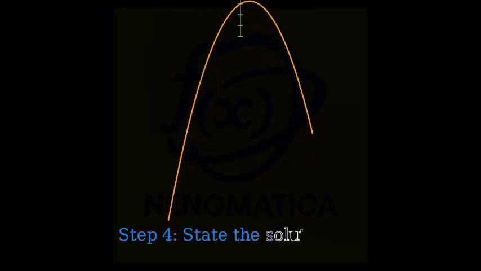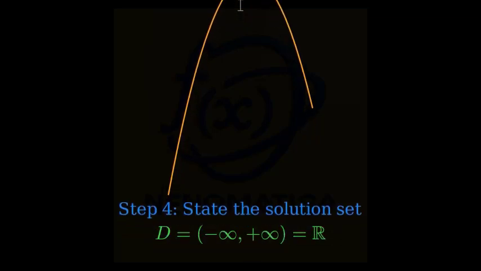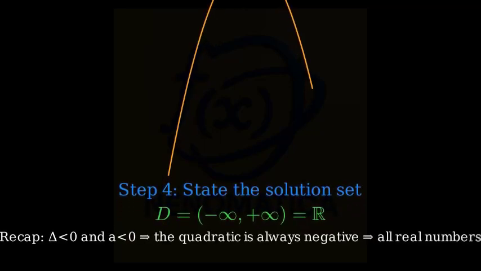Step 4. State the solution set. Since the expression is always negative, the inequality is true for all real numbers. Recap. We followed the algorithm exactly: set the equation to 0, computed the discriminant, analyzed the sign using delta and the leading coefficient, and concluded all real numbers satisfy the inequality.